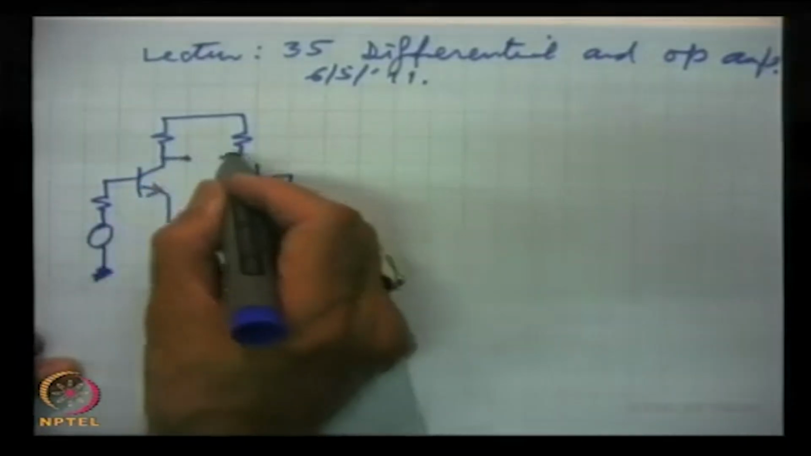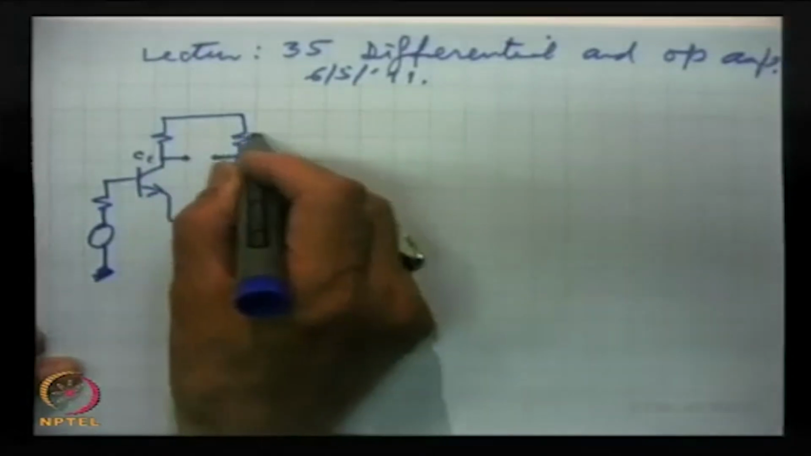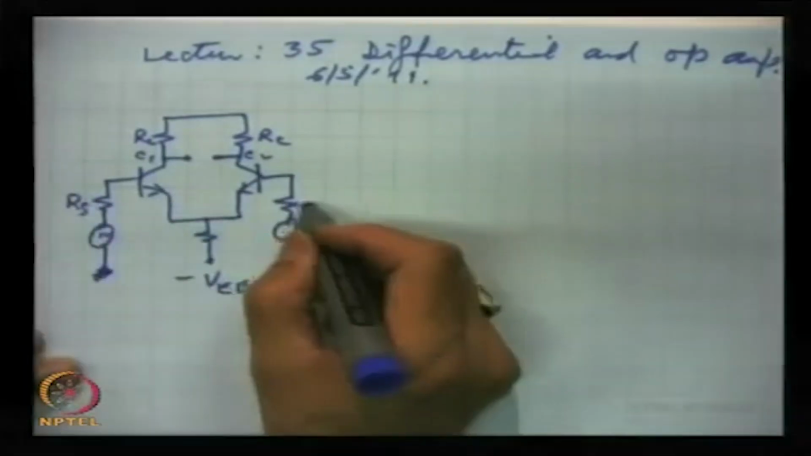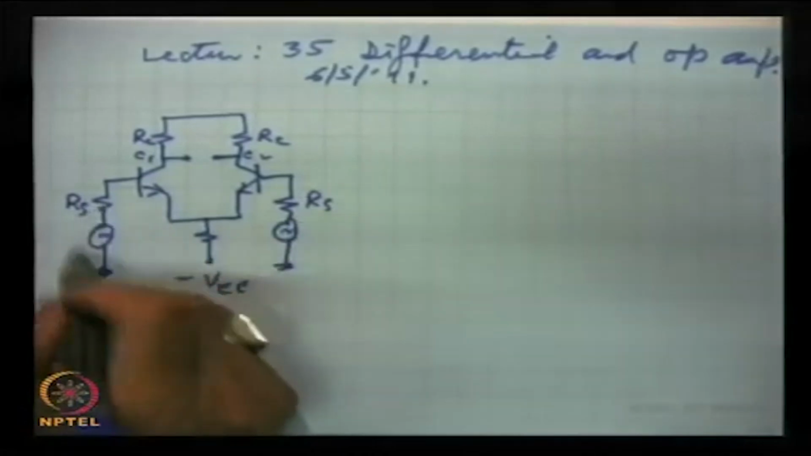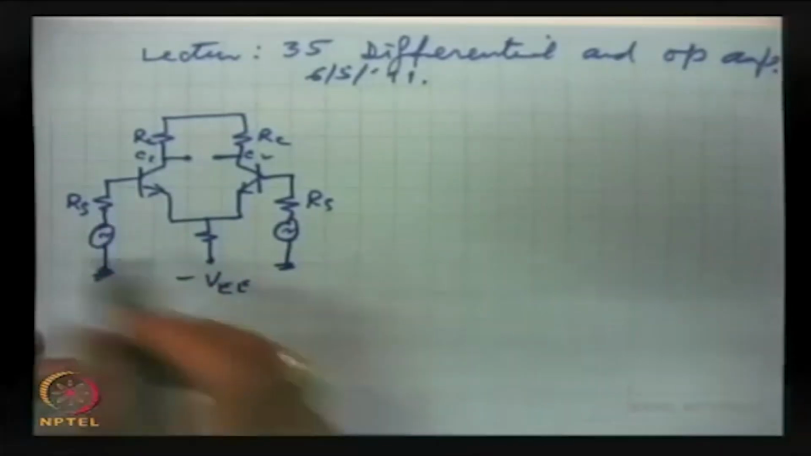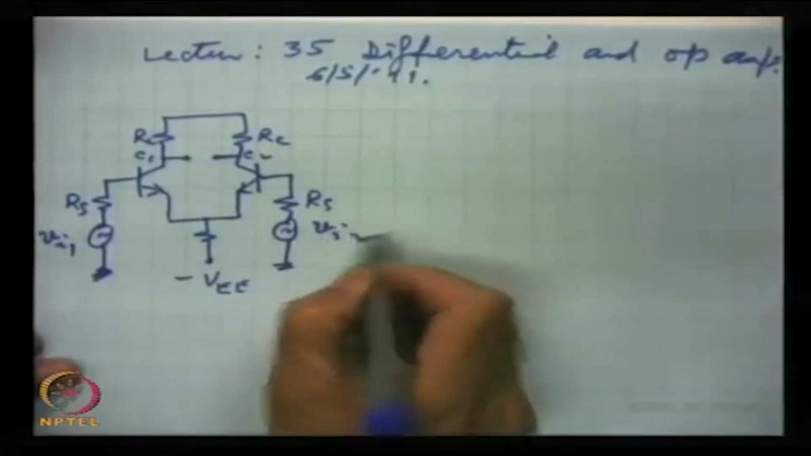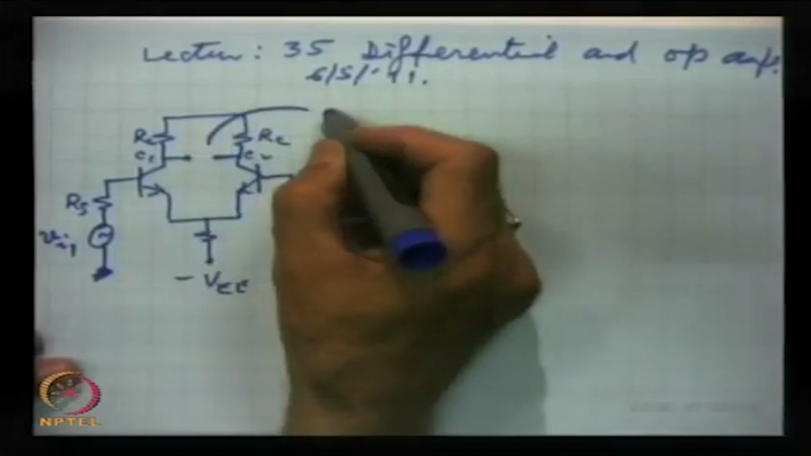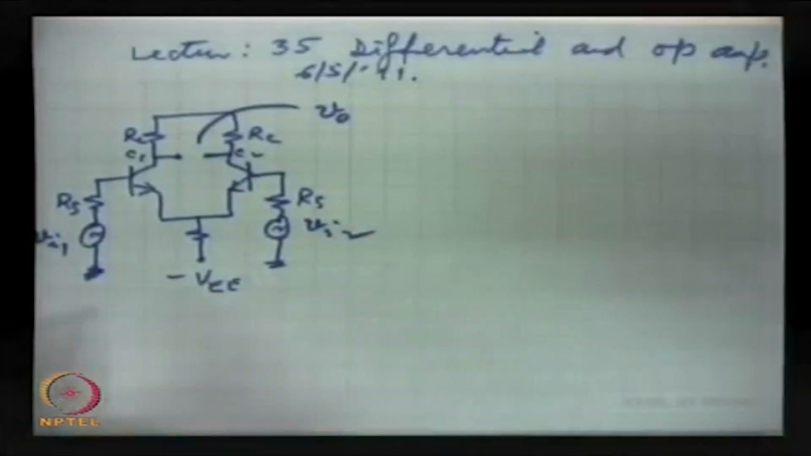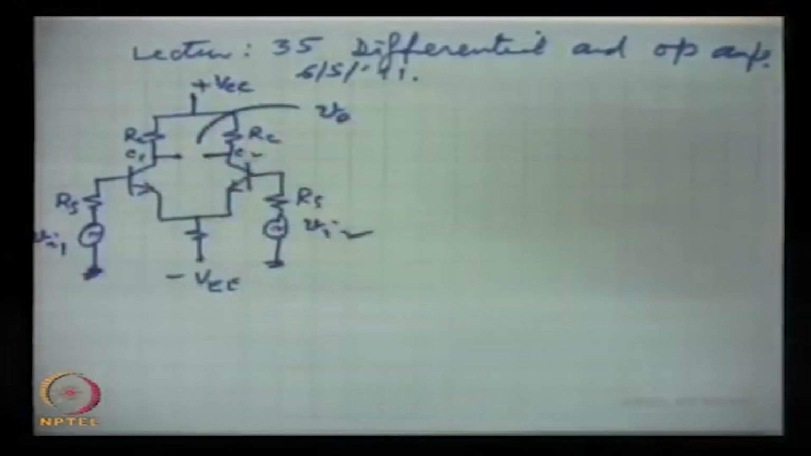This is one collector, this is another collector, C1 and C2. This is RC, this is RC, this is RS, which is normally small. This is the source resistance. The source which supplies the signal has an impedance, and that is the source resistance. And this is VI1 and this is VI2, I for input, and here is VO, the output. We were discussing the AC analysis of this basic differential amplifier.